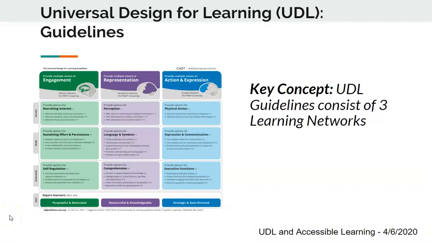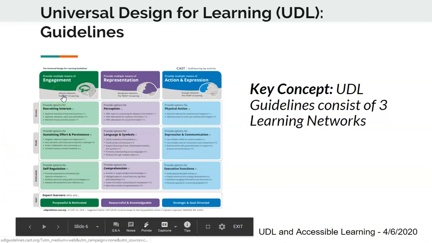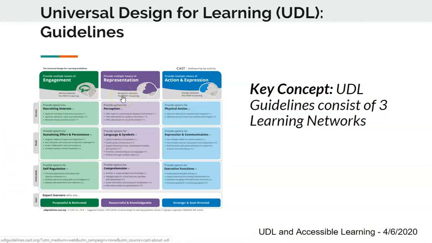The UDL framework consists of three learning networks. The why of learning, which is about how we engage our learners. The what of learning, which is about how we represent information. And the how of learning, which is about how we express our learning.